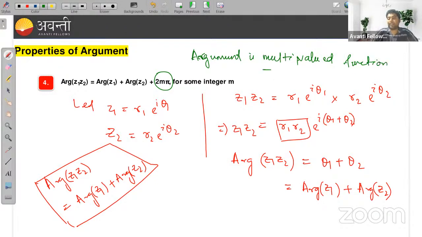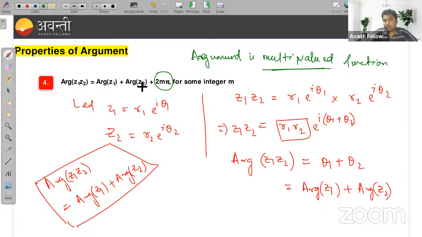Yes or no? Argument is a multi-valued function. So argument can be unique. If you are getting the argument as pi by 6, then 2 pi plus pi by 6 is also an argument, 4 pi plus pi by 6 is also an argument, 6 pi plus pi by 6 is also an argument. Yes or no? So that's why we are adding 2m pi.